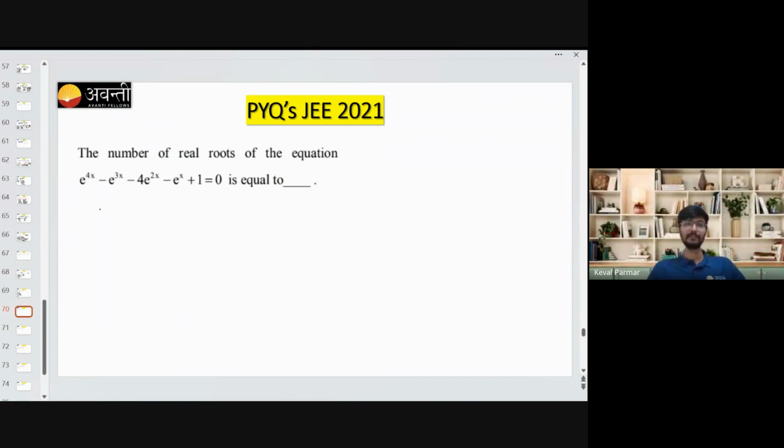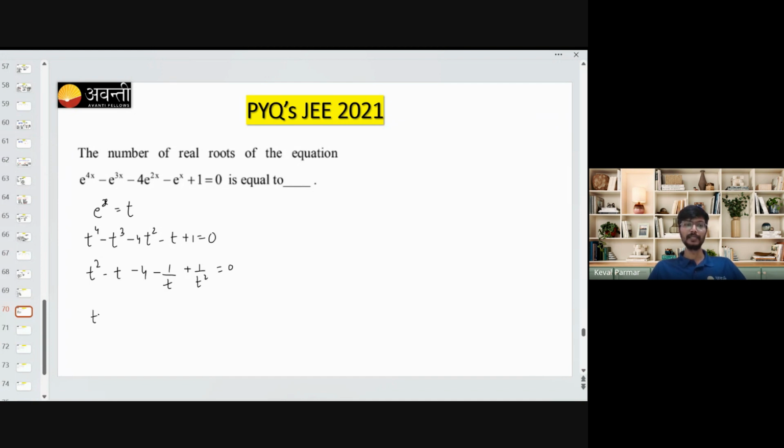Asked in JEE mains. Let's look at the next one. Next is quite interesting example. Here I would suggest you to put e raised to x as t. So we get t raised to 4 minus t cube minus 4t square minus t plus 1 equals to 0. This looks like a quadratic. But if we divide throughout by t square, we'll get t square minus t minus 4 minus 1 by t plus 1 by t square equals to 0.